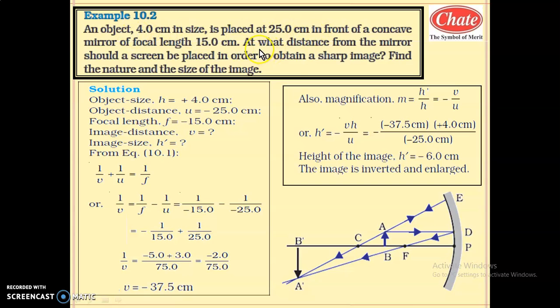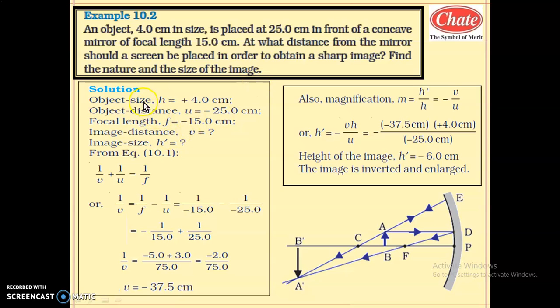Here this is H. At what distance from the mirror should a screen be placed? Where the screen is placed means where we will get the image, that is the position of the image, the distance of the image. So we have to calculate V in order to obtain a sharp image. In order to obtain the sharp image, where should the screen be placed? Here we have to find the position of the image from the pole, that is V. Find the nature and size of the image.